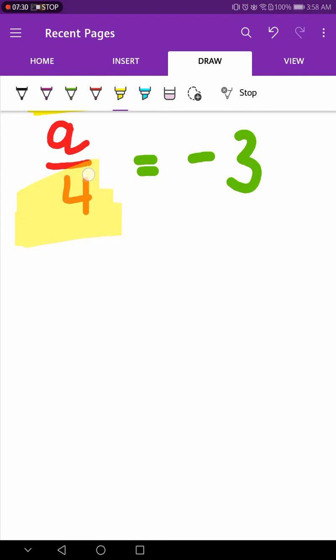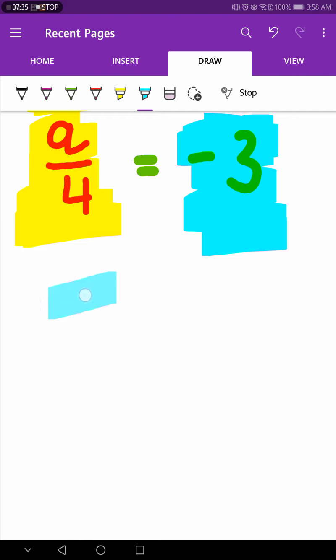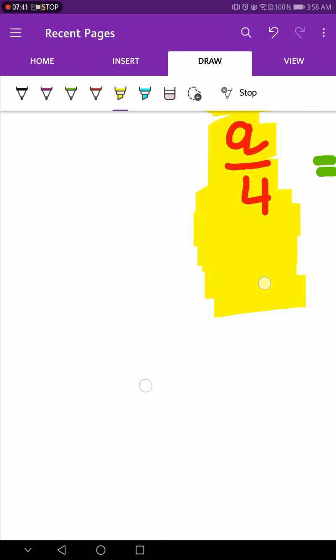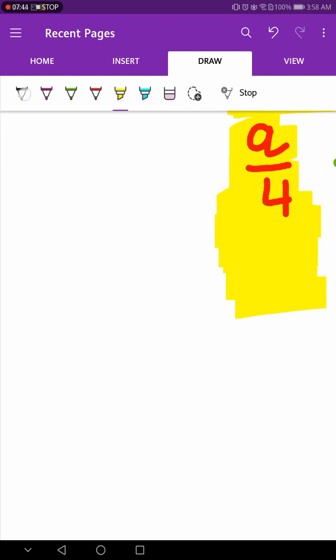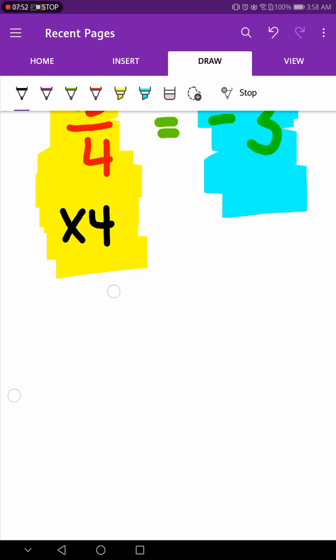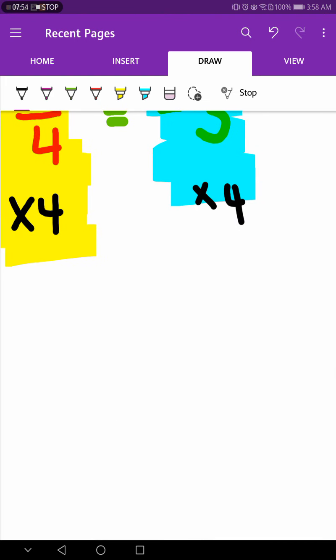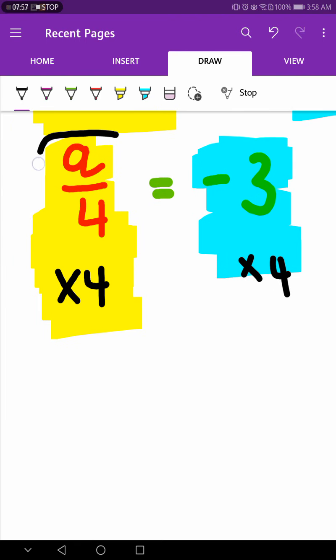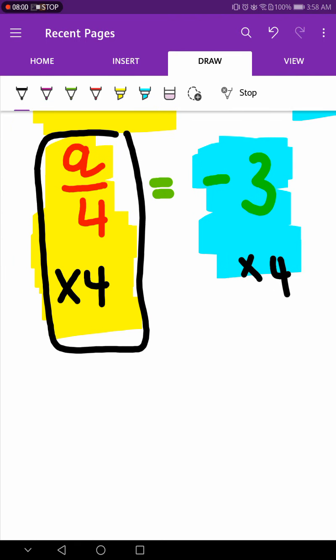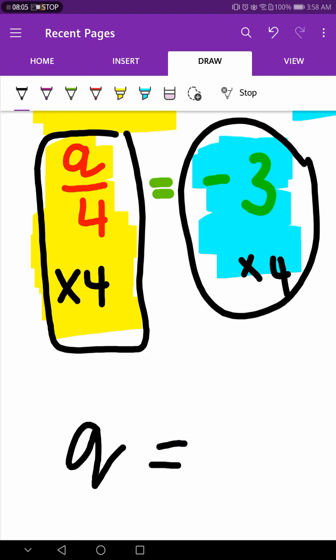Again, determine left, determine right, and move to the side which has the variable. What operation do you have here? It is division, the opposite is multiplication, so multiply by 4 and multiply by 4. If I multiply here by 4, I eliminate the 4, the a comes down alone, and see what happens here: -3 multiplied by 4, which is -12.